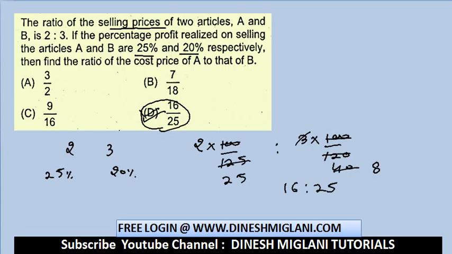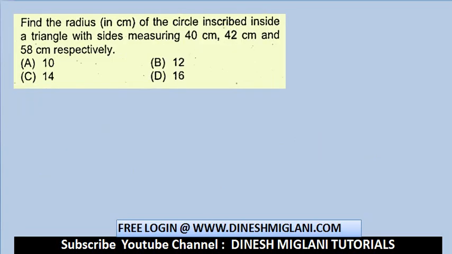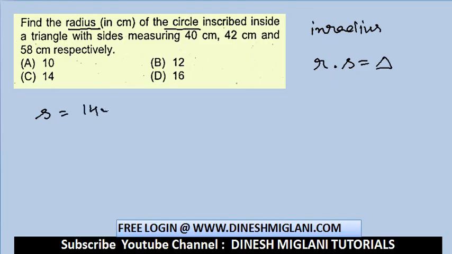That becomes your answer. Next one is find the radius of the circle inscribed in a triangle. It means we have to find inradius. Okay, and you know that inradius formula is R into S equal to area of the triangle. So first of all we have to find the area. Let us find the semi-perimeter S, add all of them. 42 plus 58, that is 100 plus 40, 140. So 140 by 2, semi-perimeter is 70.